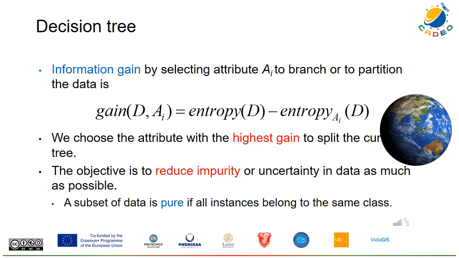Based on the two entropy values, then we can get the information gain. We use the entropy of the dataset to subtract the entropy of the dataset for attribute Ai. So the difference is the information gain. So here information gain by selecting attribute Ai to branch or to partition the data can be calculated based on this formula. When we build the decision tree, we always choose the attribute with the highest gain to split the current tree. The objective is to reduce impurity or uncertainty in data as much as possible. So we can say a subset of data is pure if all instances belong to the same class.